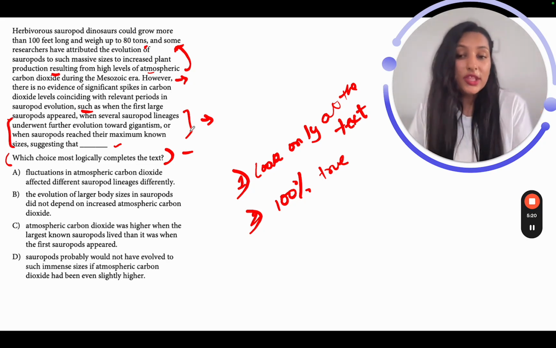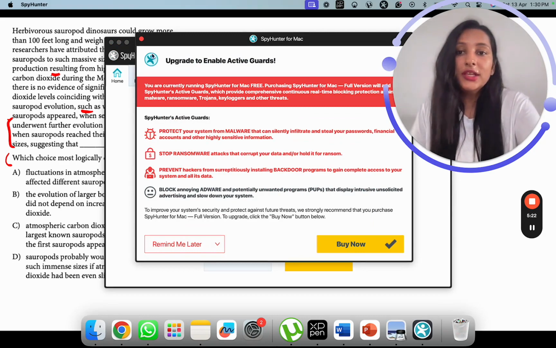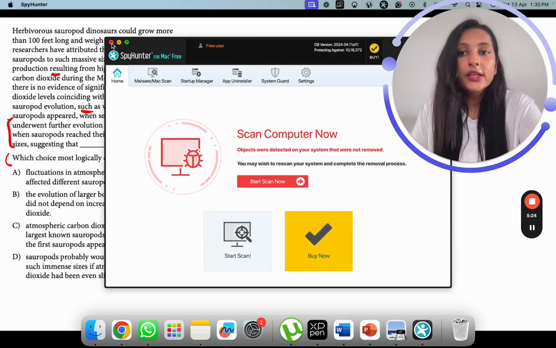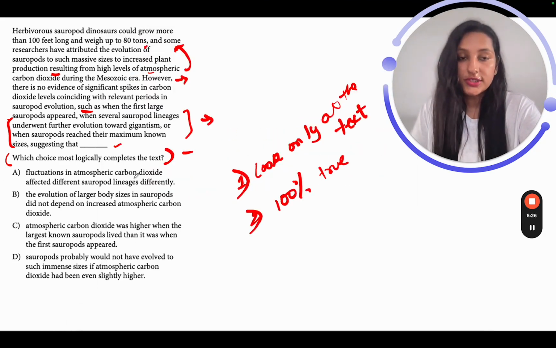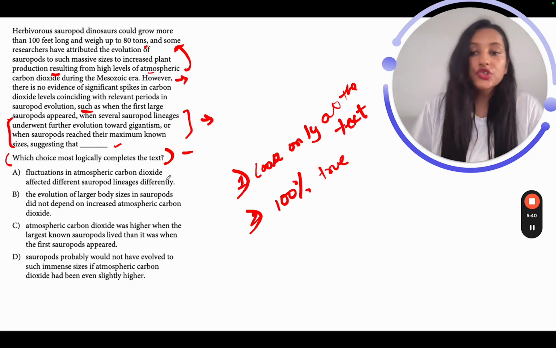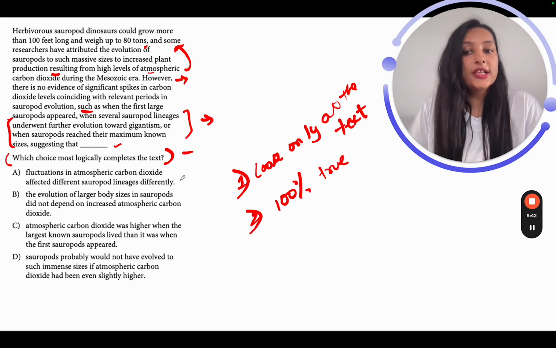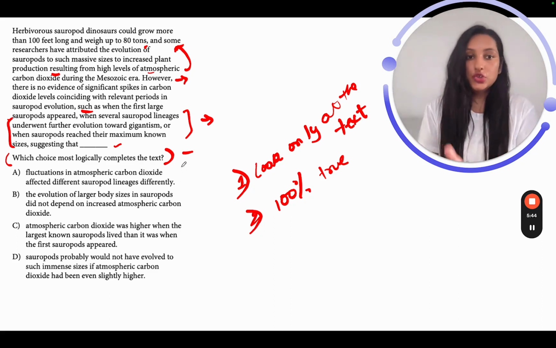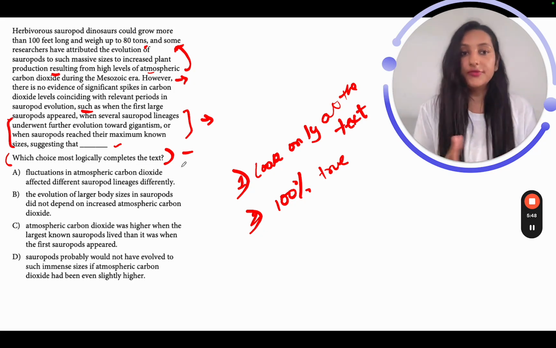even if you don't think, or even if you don't come up with something like this, it's completely fine. You can go ahead and read your options and try and eliminate, right? So you can always go ahead with the option elimination strategy to identify what really makes sense here. So let's go ahead with A as of now. Lineages differently. Now this option is telling me how fluctuations in the carbon dioxide levels affected different lineages differently.